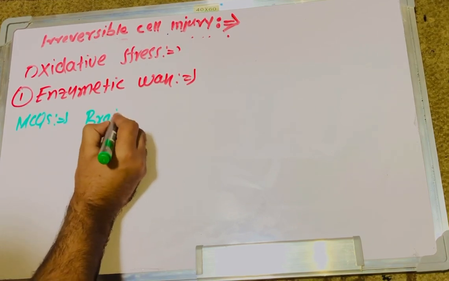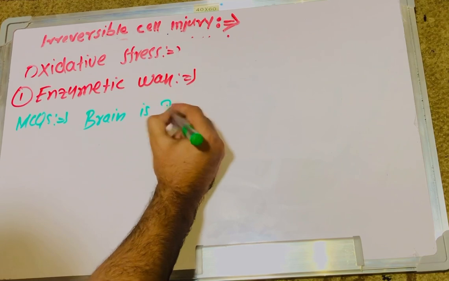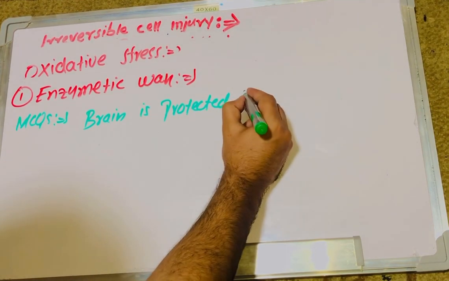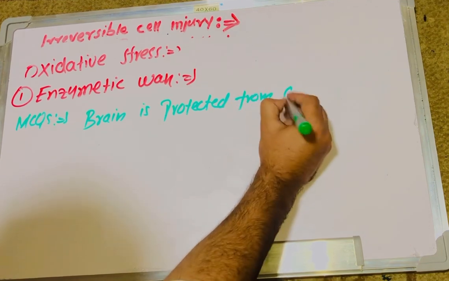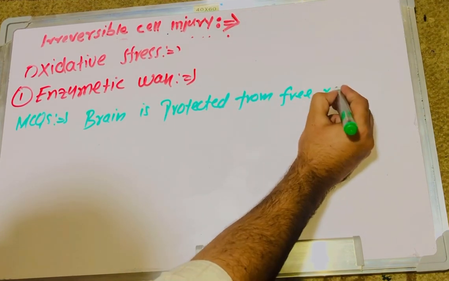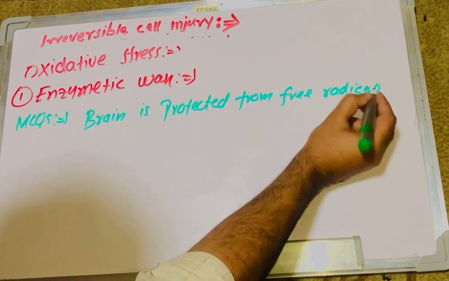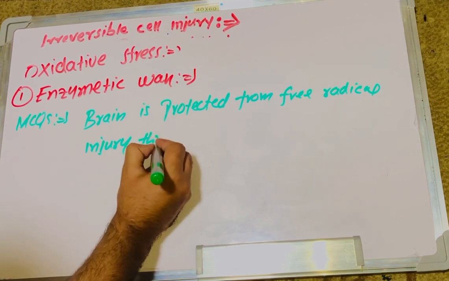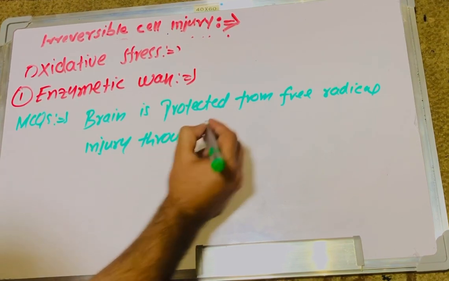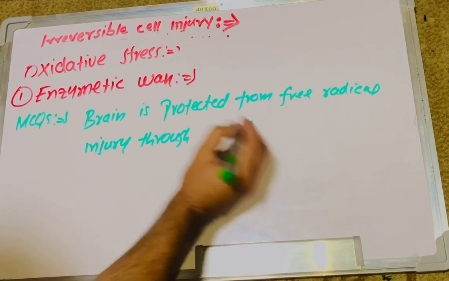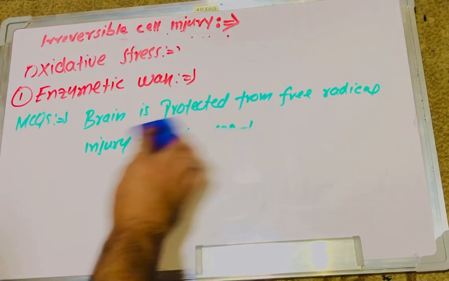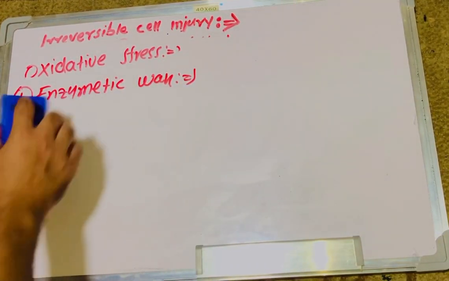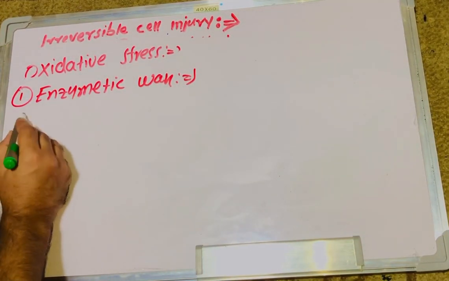For MCQs, remember that the brain is protected from free radical injury through SOD1, superoxide dismutase 1. This is the enzyme that protects the brain from free radical injury.